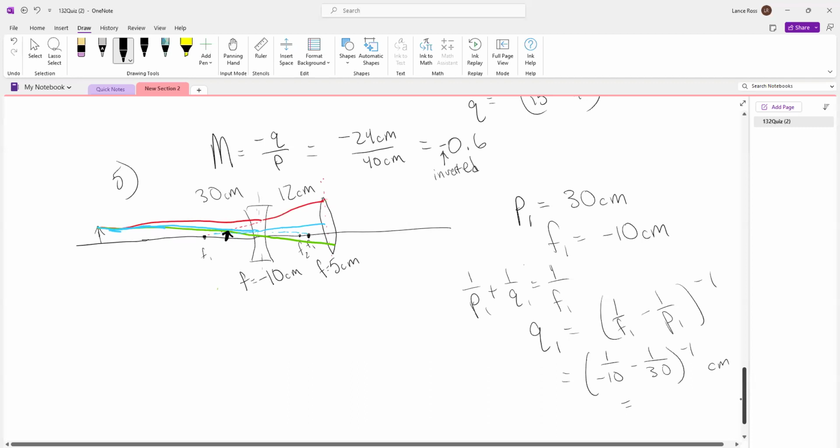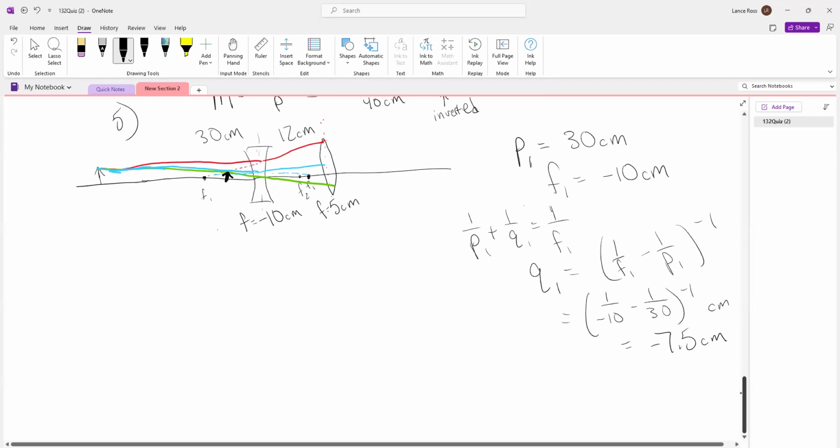So negative 1/10, so minus 1/30. And then take the inverse. 7.5, negative. All right, so that agrees with our sketch, right? We have a negative image distance for the first one.